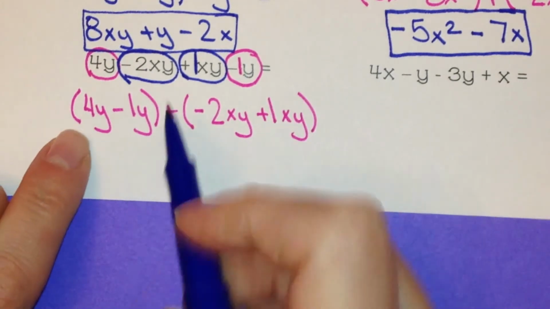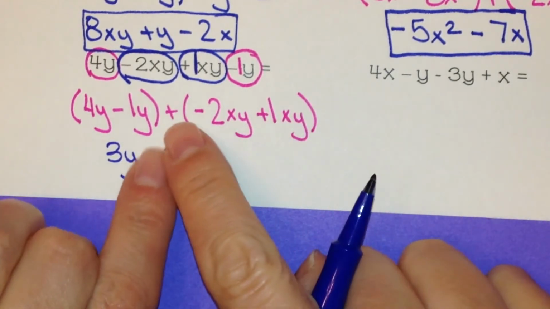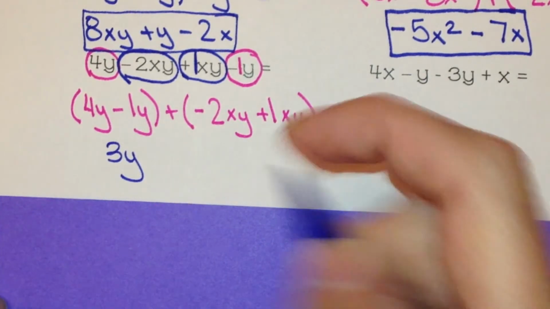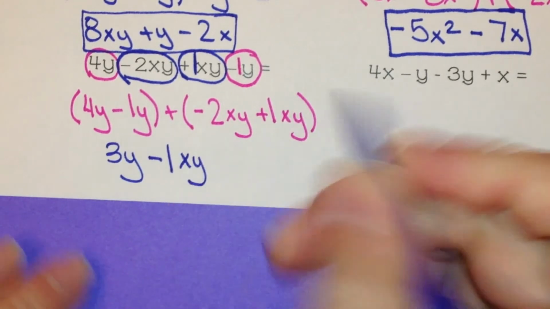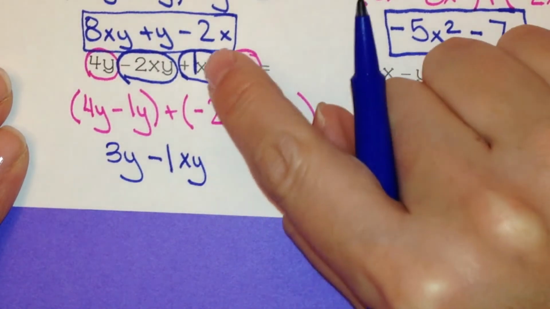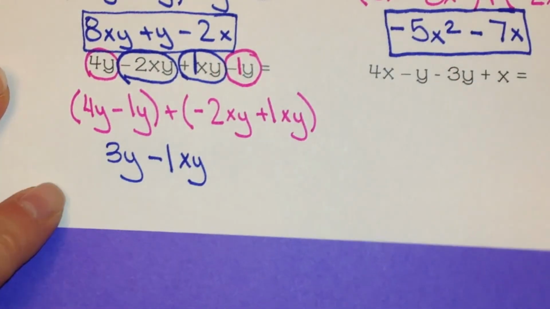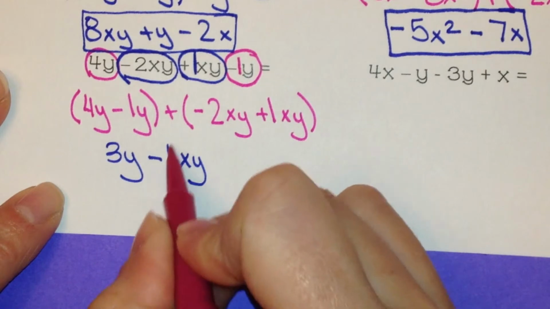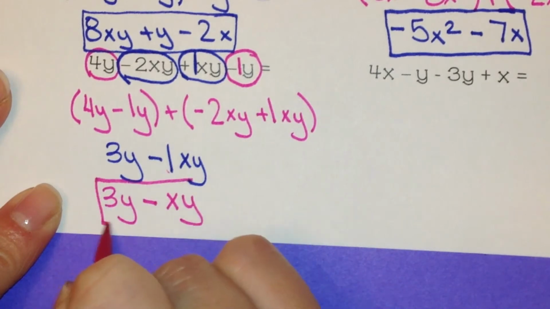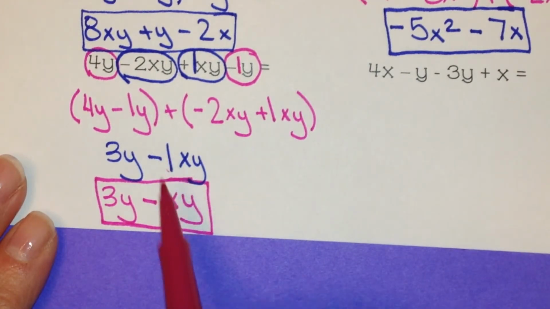All right. 4y minus 1y. 4 minus 1 is 3, so I have 3y plus, you can bring it down, or negative 2 plus 1, negative 1xy. Okay, just like up here, when you're simplifying the problem as much as possible, you don't need a 1 in front. If it's 1xy, it's the same thing as xy. So I am going to simplify this a little bit more by just getting rid of that 1. So I have 3y minus xy. And that would be my answer, reduced as much as possible. Okay, again, this would be correct, but this is reduced.